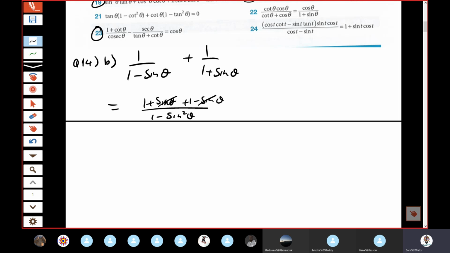Sine and sine cancels out. 1 plus 1 is 2. 1 minus sine squared is cos squared. You agree with that, Giovanni? 1 minus sine squared is cos squared. And then, if you want to make it one extra step, that becomes 2 sec squared. Because you know sec is 1 on cos. If sec is 1 on cos, therefore sec squared would be 1 on cos squared. You understand the logic of that?